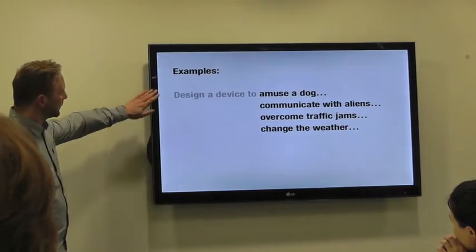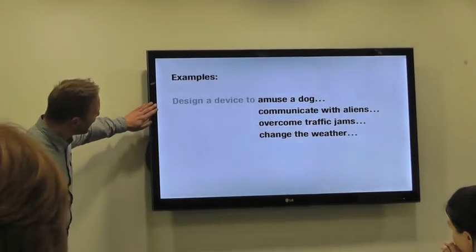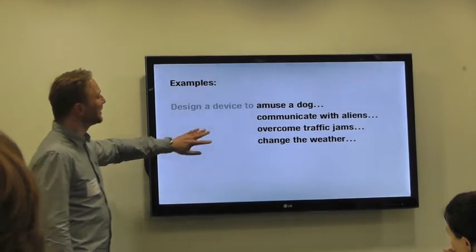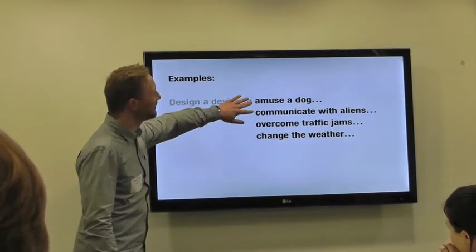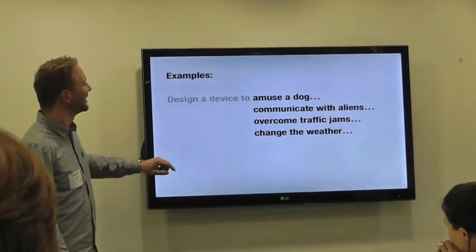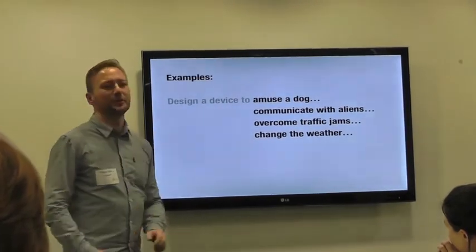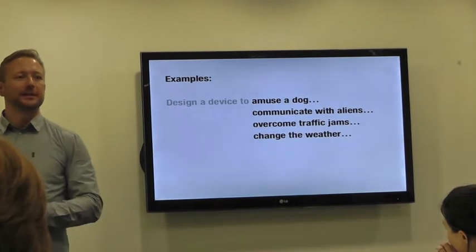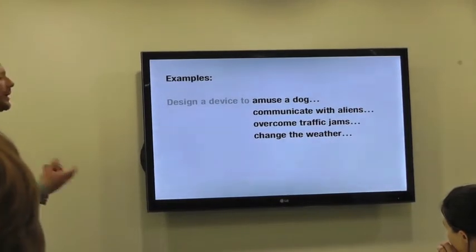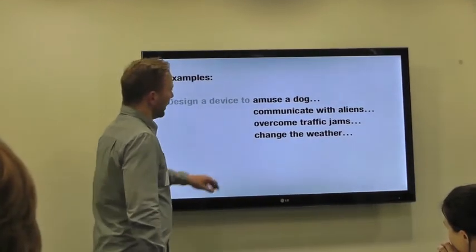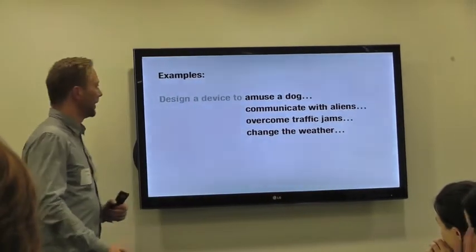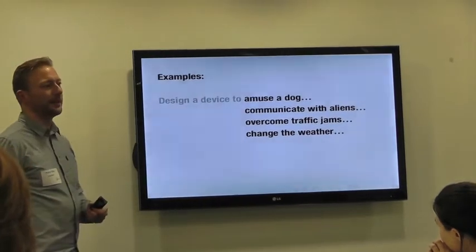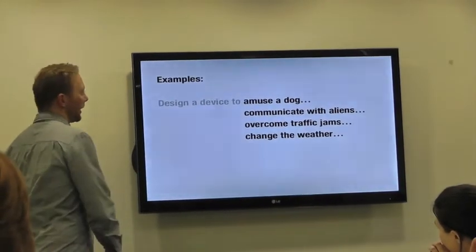So, examples. What we used to do at Flow was, these were two Flow classics, so they're not invented by me, I'm just repackaging something someone else has invented. Design a device to amuse a dog, or design a device to communicate with aliens, or design a device to overcome traffic jams, yeah, or change the weather, okay? And that's what we're going to start with.